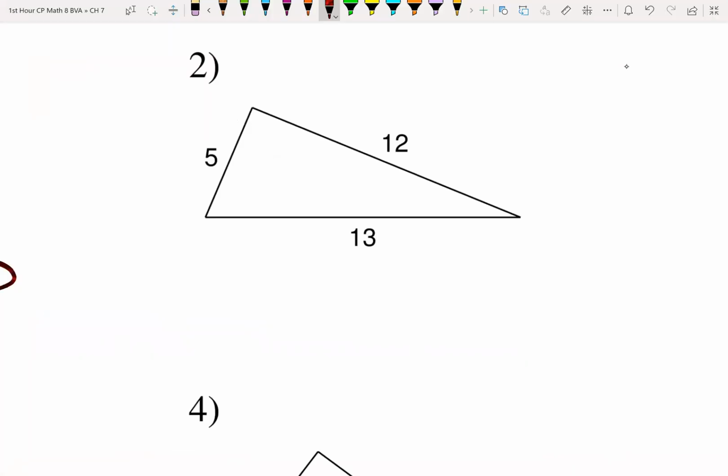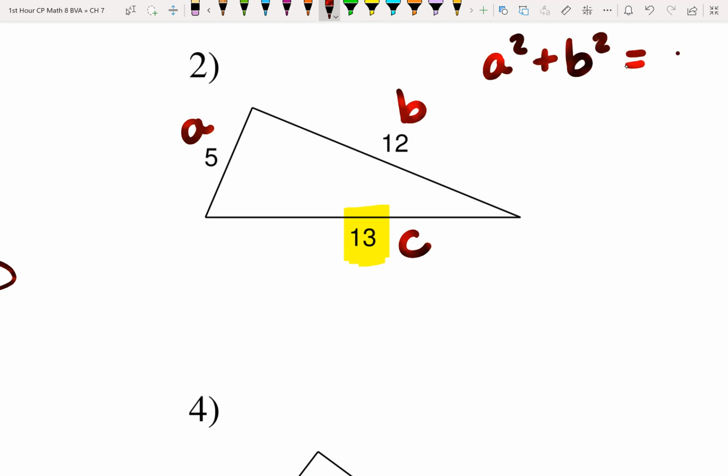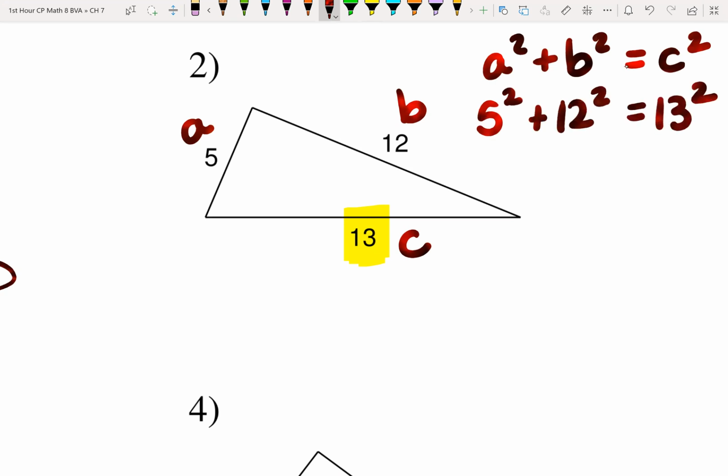Okay, assuming you've tried number 2, in number 2, the largest side is the 13. So that has got to be C in the Pythagorean theorem. That can make this A and B. And so writing down the theorem, we've got A squared plus B squared equals C squared. So we'll plug in 5 for A, plus 12 for B, and 13 for C. It has to go in for C, 13, because it's the longest side.